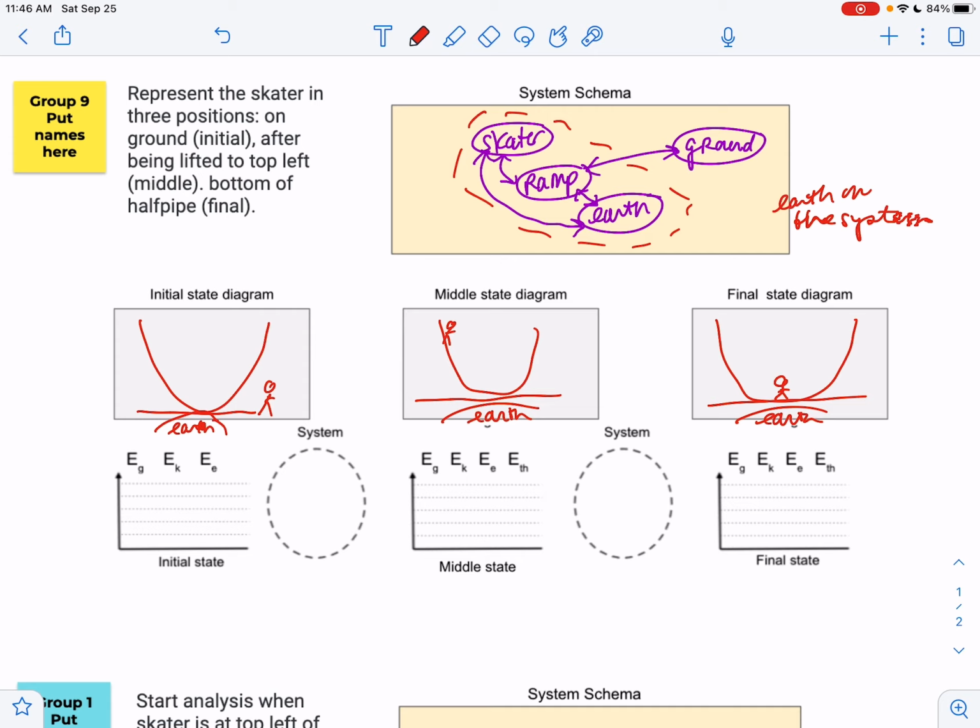And in these dotted arrows here, we're going to put in the objects in the system. And you don't have to connect them up with arrows. If you want to, you can, sort of like a system schema, but you don't have to.